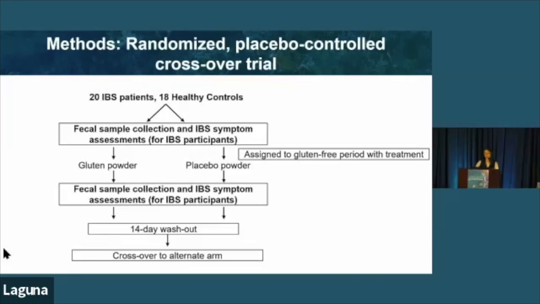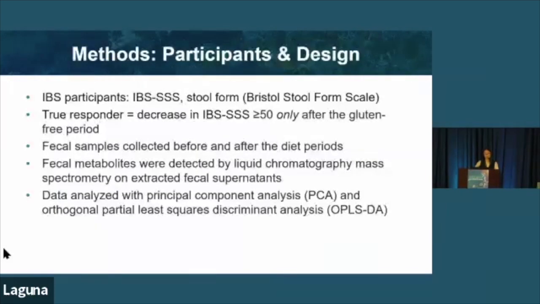This was a randomized placebo-controlled crossover study of IBS patients and healthy subjects who followed two 14-day gluten-free periods. During these periods, they were assigned to either placebo or gluten powder, and this was separated by a washout period of 14 days.